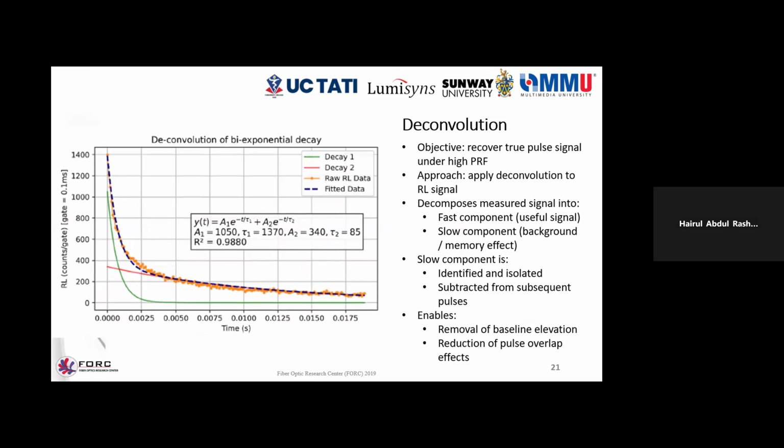So we are taking the approach of deconvoluting the signal into these two parts, the fast and slow component. And we are able to identify and isolate the slow component. We subtract them from the subsequent pulses, and this enables us to remove the baseline elevation and reduce the pulse pile-up and the pulse overlap.